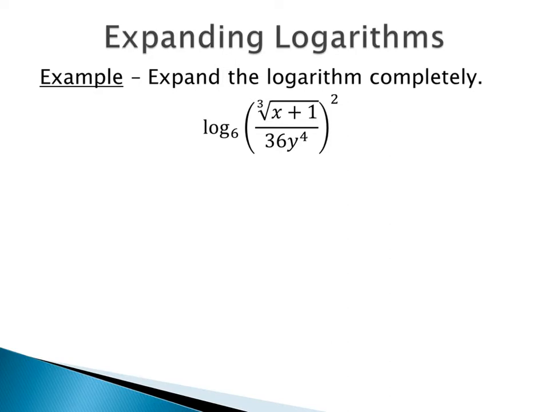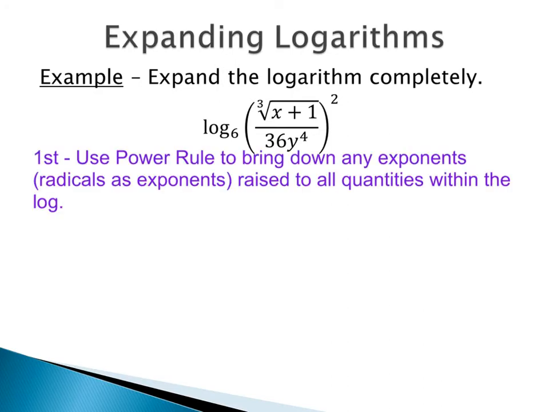So for our problem here, in order to expand this log, first we want to use the power rule to bring down any exponents or any radicals that are on the outside of the log. In this case, we have a 2 as an exponent, so we use our power rule to bring it down. This log is equal to 2 log base 6 of everything else, so the cube root of x plus 1 over 36y to the fourth. All I did was bring it down in front. There is an implied multiplication. So that is our first step.